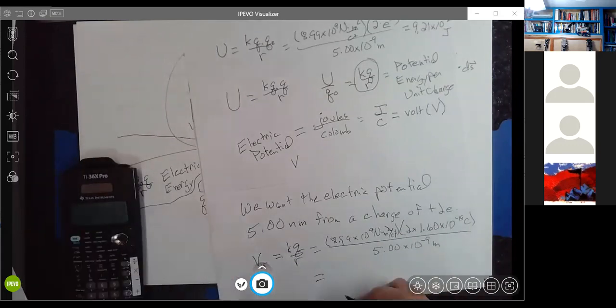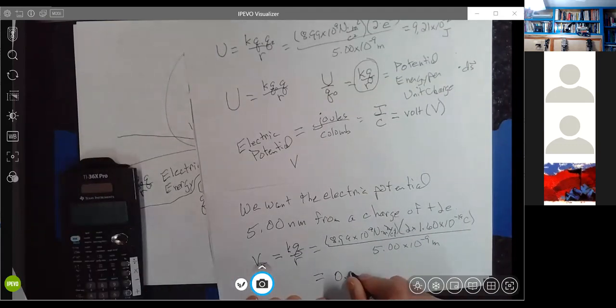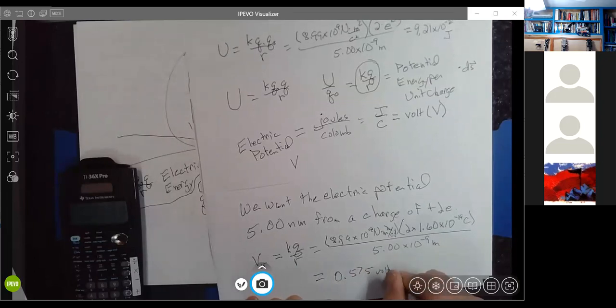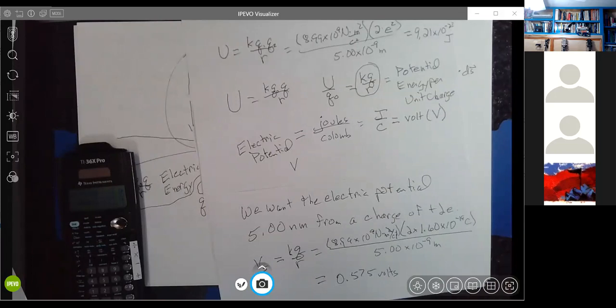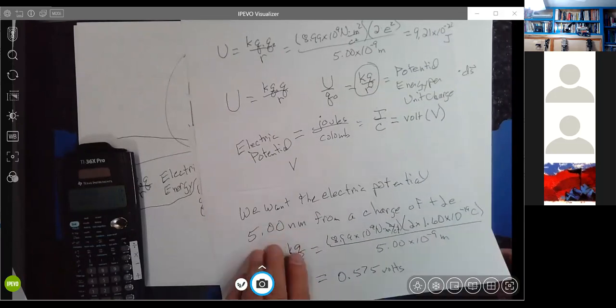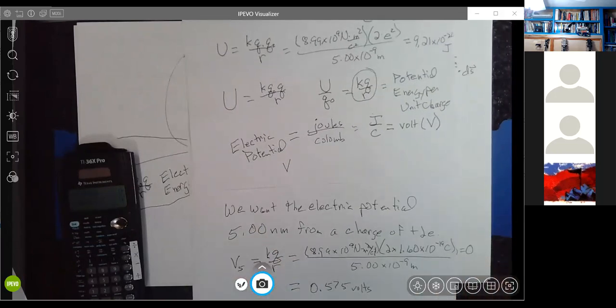Okay, and I get about 0.575 volts would be the electric potential that far away from that particular charge, whether it's an alpha particle or something else. It's easier for me to imagine an alpha particle, since I don't get to play with chemistry much anymore. But that's the idea on that one anyway.